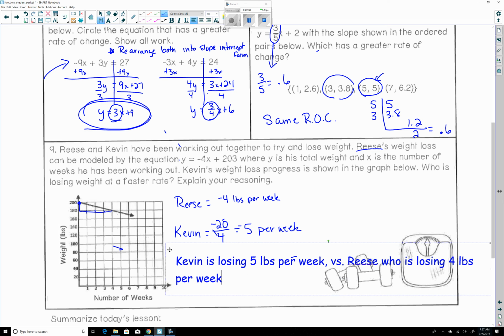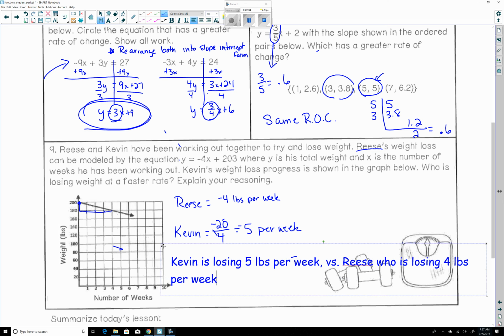Okay, that concludes today's lesson. So when you're looking at two scenarios, two equations, two different situations, you're going to look at the rate of change or the slope to compare them. The higher the rate of change, the greater that they're losing weight, or that they're filling pools, or that they're making signs, or whatever it is. That's how you order it.